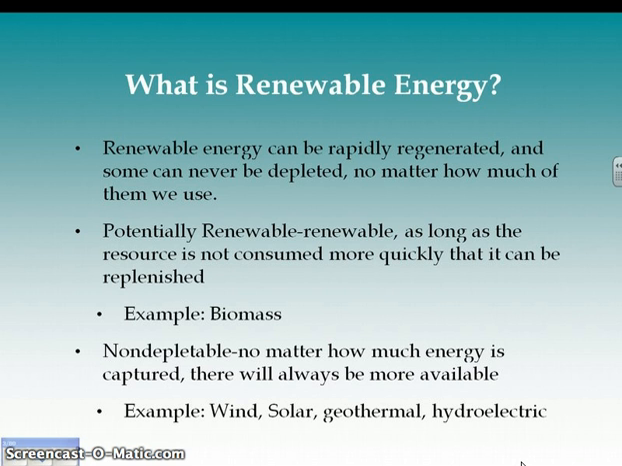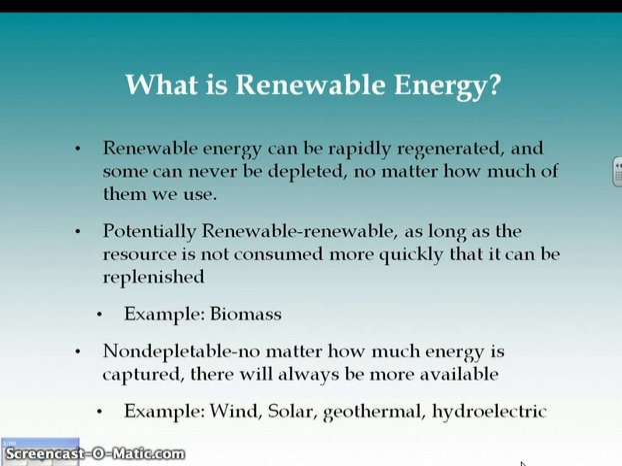Some energy sources are potentially renewable, and that means the energy source is renewable as long as the resource is not consumed more quickly than it can be replenished. Biomass is a great example here. If used in a sustainable manner, biomass can be considered a renewable resource. However, biomass can be consumed more quickly than it's produced, and if that's the case, then it would be considered a non-renewable resource.